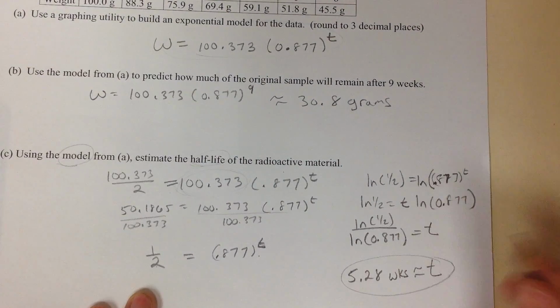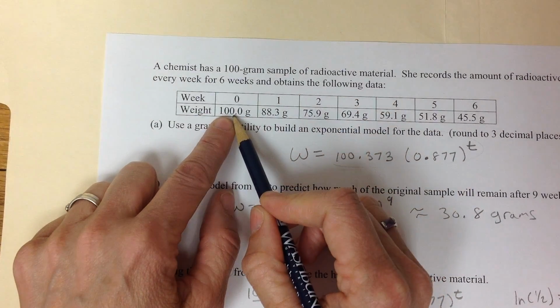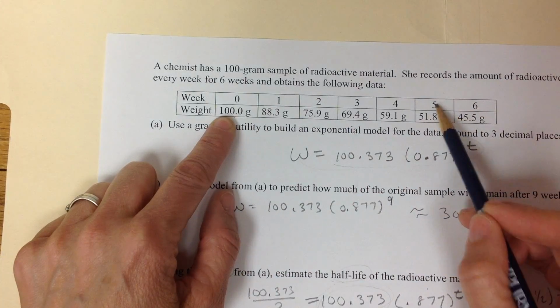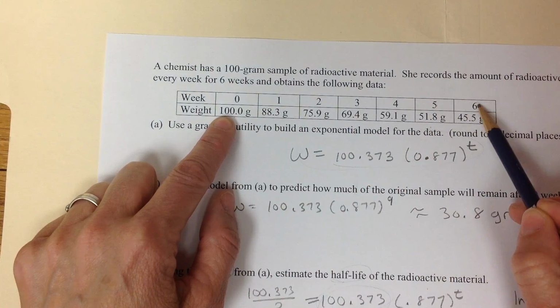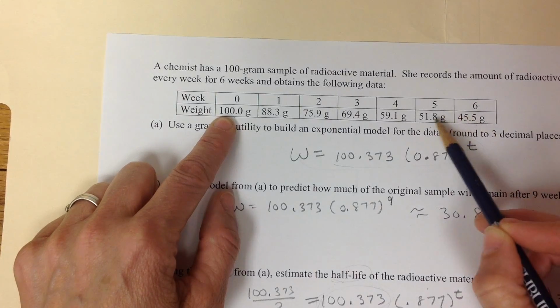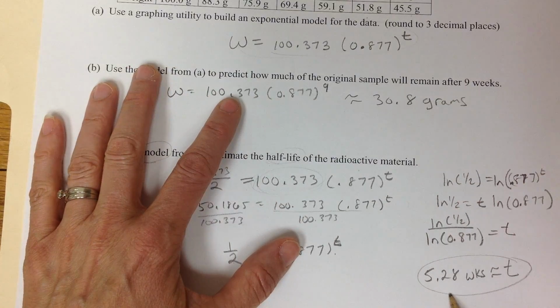Now let's look at the data and see if that matches up. So here we started with 100, so half-life would be when 50 is left. At the end of 5 weeks it was 51.8, at the end of 6 weeks it's 45.5, so it should be somewhere in between 5 and 6, closer to 5 than it is to 6, so our 5.28 certainly makes sense.